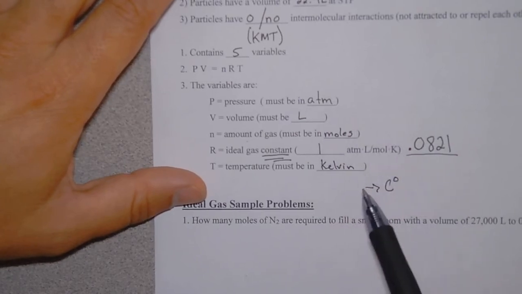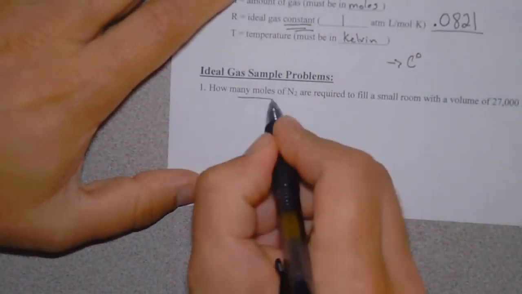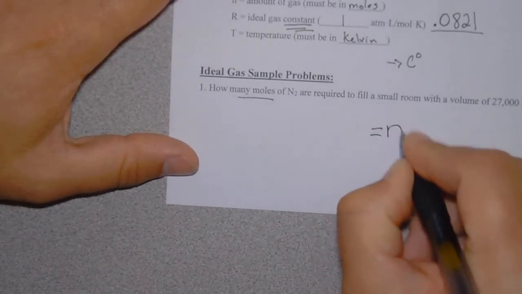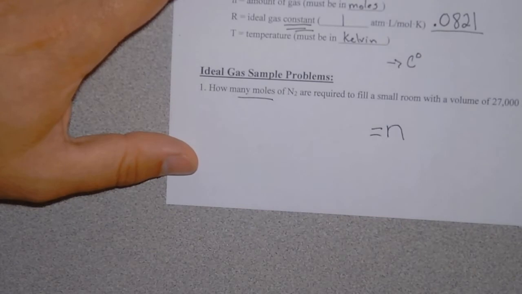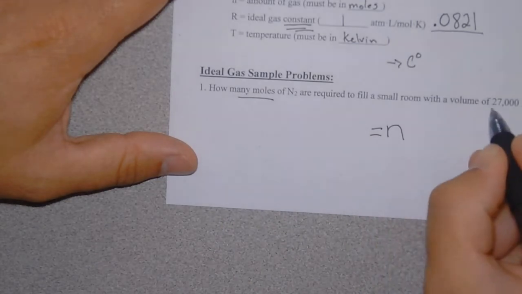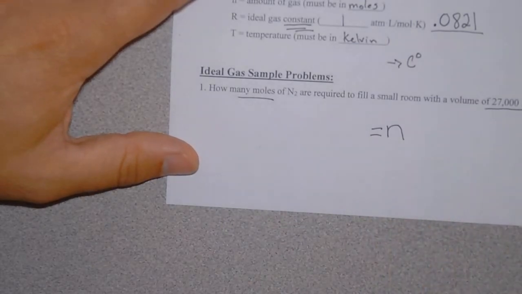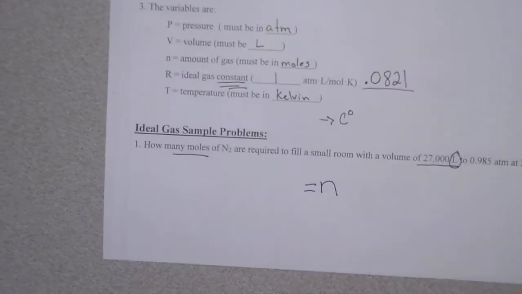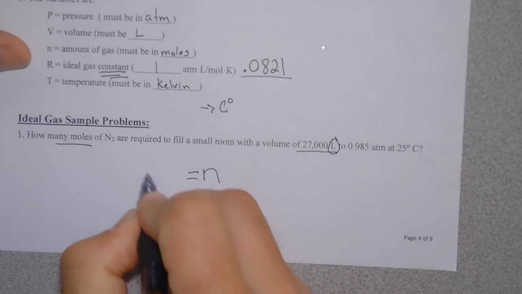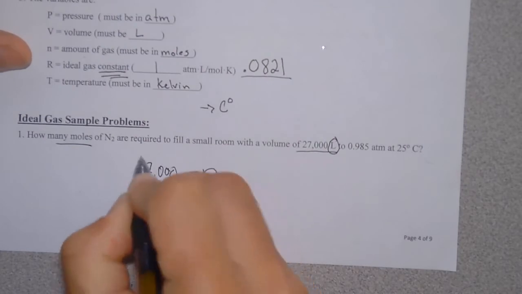Okay? So let's try a few. How many moles are required to fill a room with a volume of this? So what variable will we be solving for? N. We will be solving for N. I like to write that down right away. There's a volume. Is that a good unit? Yeah. So 27,000 goes here.